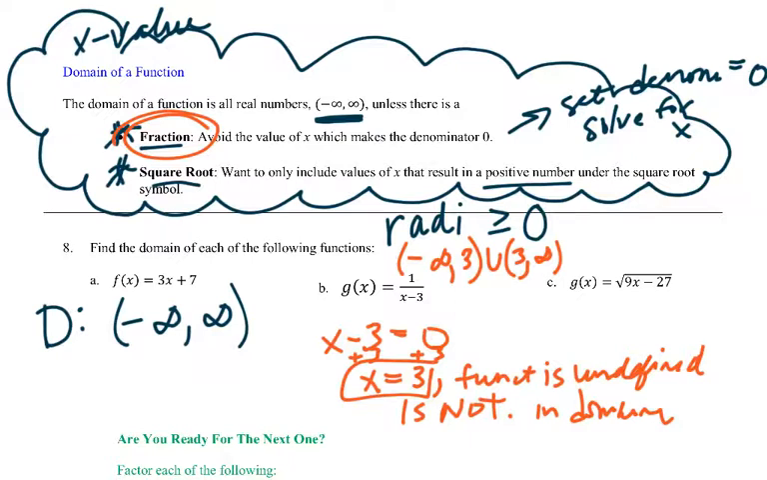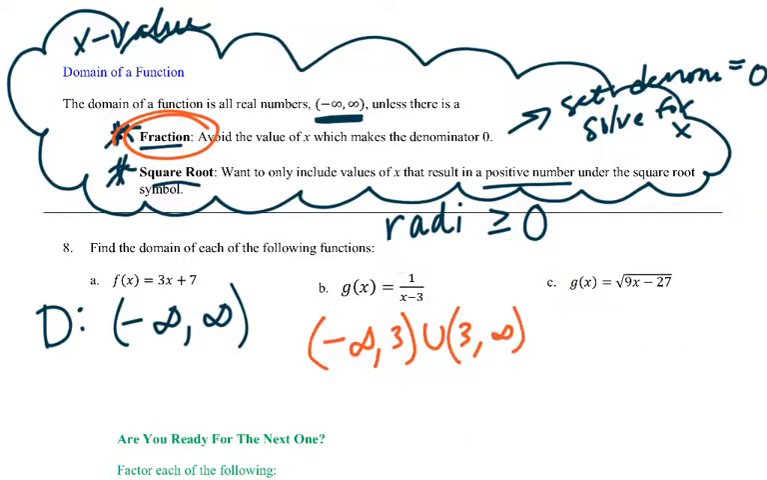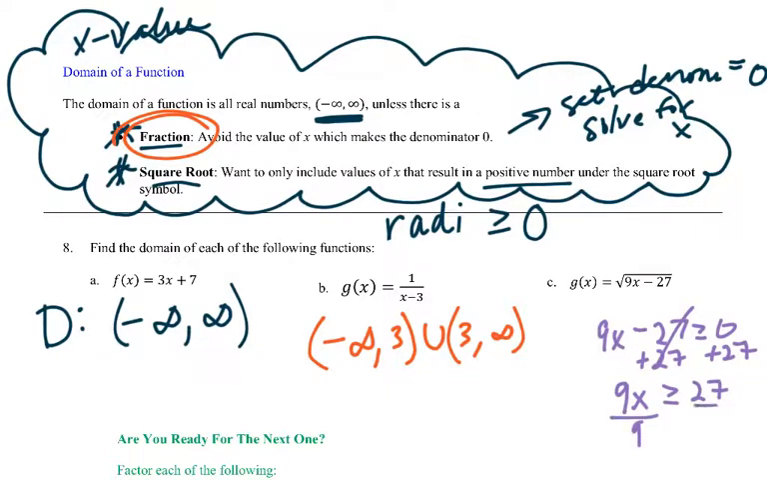The third example, g of x equals the square root of 9x minus 27. The square root can only be evaluated when what's under it gives us a non-negative number. So what we do is we take that 9x minus 27 and we set it to be greater than or equal to 0. I'm going to add the 27 to both sides. So I get 9x is greater than or equal to 27. Divide both sides by 9. Because 9 is a positive number, that won't change our inequality sign. So I get that x must be greater than or equal to 3 in order for this to be true.